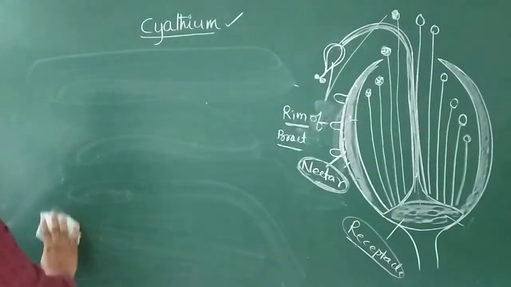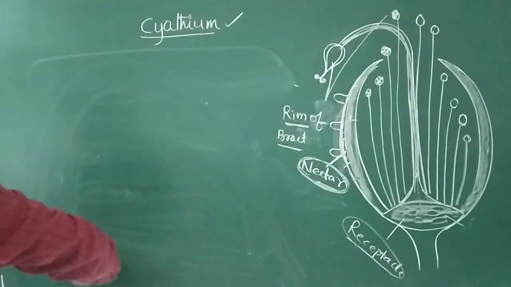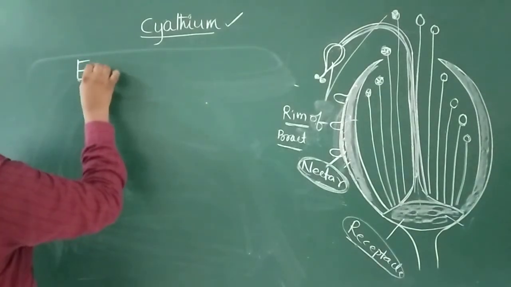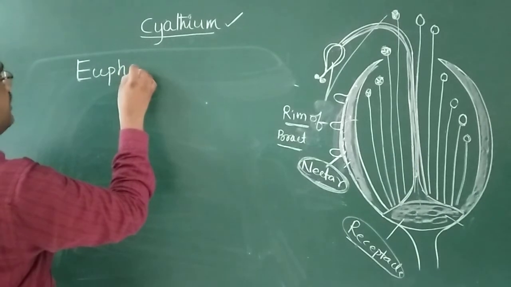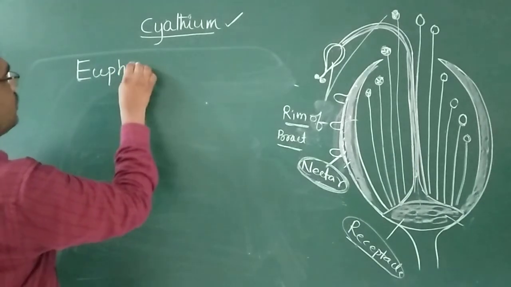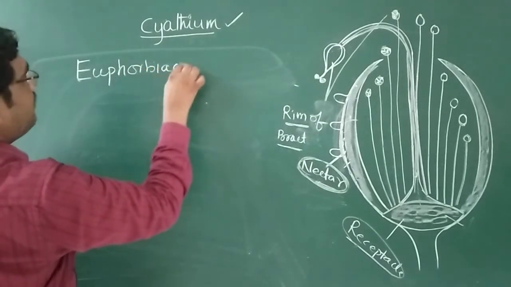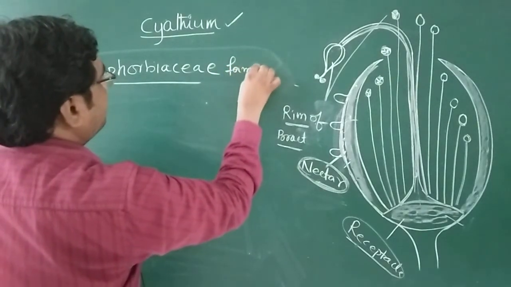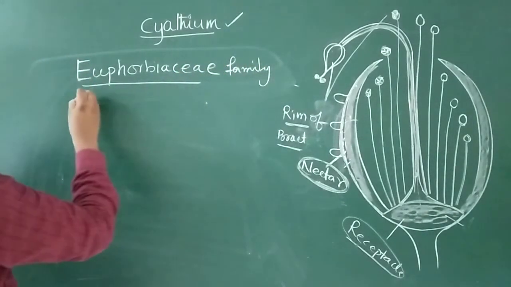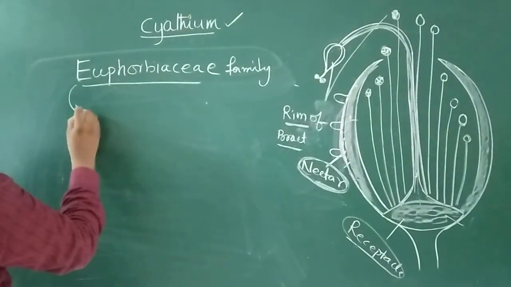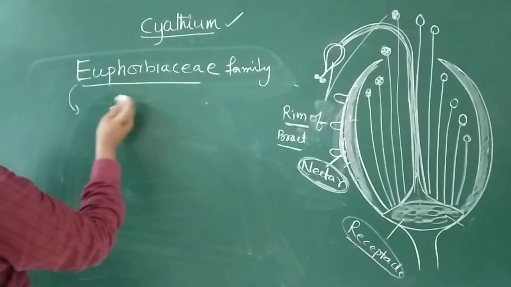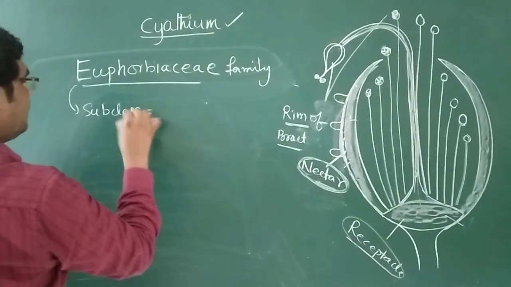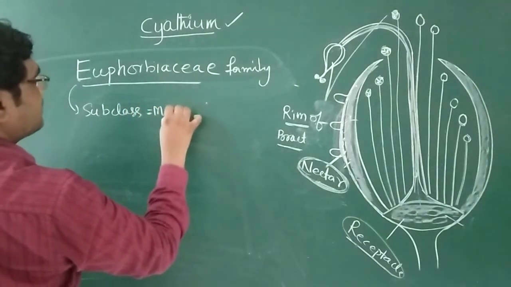What is the taxonomic position of the Euphorbiaceae family? See here, the Cyathium inflorescence is observed in the Euphorbiaceae family. Euphorbiaceae family members have a Cyathium inflorescence. What is the taxonomic position of the Euphorbiaceae family? The subclass is monochlamydeae.